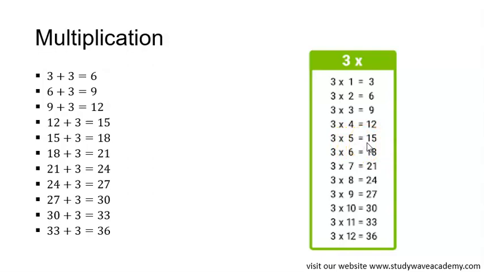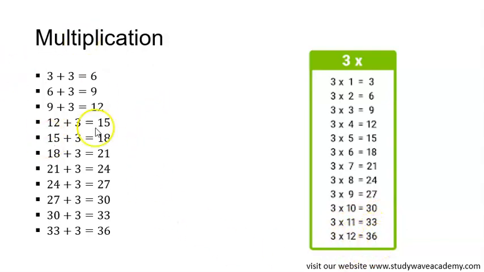Repeated addition of 3. Okay? I have 15. If I add 3 to 15, I will have 18. 3 times 6 is 18. I add 3 to 18, I will have 21. 3 times 7 is 21. If I add 3 to 21, I will have 24. 3 times 8 is 24. I add 3 to 24, I will have 27. 3 times 9 is 27. I add 3 to 27, that is 30. 3 times 10 is 30. I add 3 to 30, that is 33. 3 times 11 is 33. I add 3 to 33, that is 36. 3 times 12 is 36.